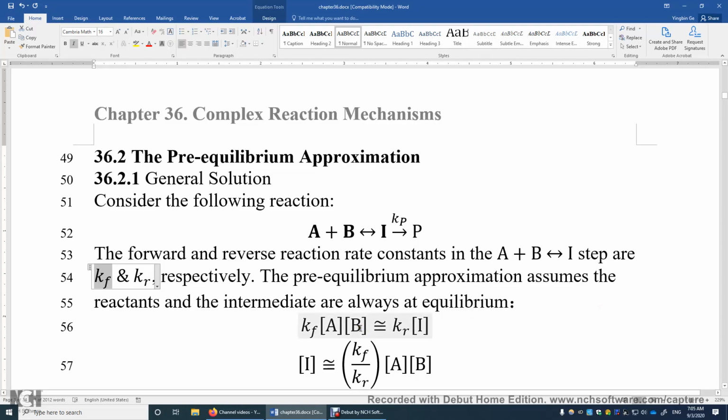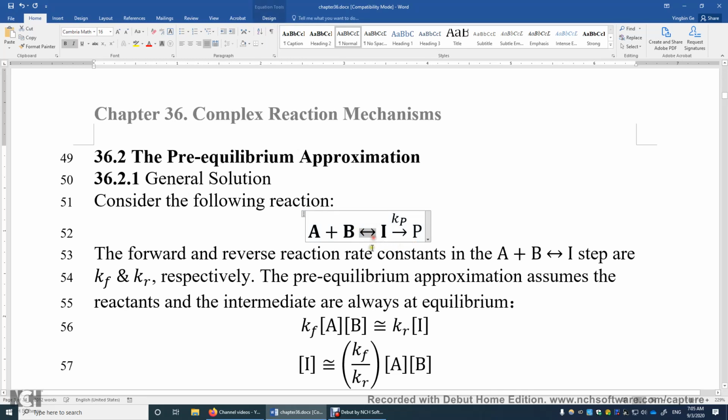Section 36.2, the pre-equilibrium approximation. Let's look at this very general chemical equation. I'm not giving you real chemicals. We have A and B as the reactants. They form an intermediate I first, and then I is converted to P.